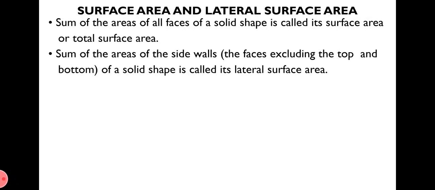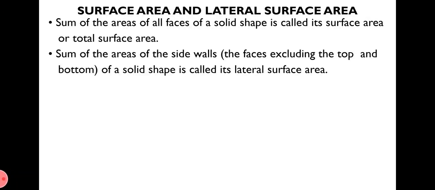So for surface area we don't have to do anything. Whatever number of faces we use to make a solid shape, we add the areas of all those faces, and that is our surface area or total surface area. Similarly, for lateral surface area we will not add the top and bottom part of the solid shape, only the side walls, and we will find the lateral surface area.